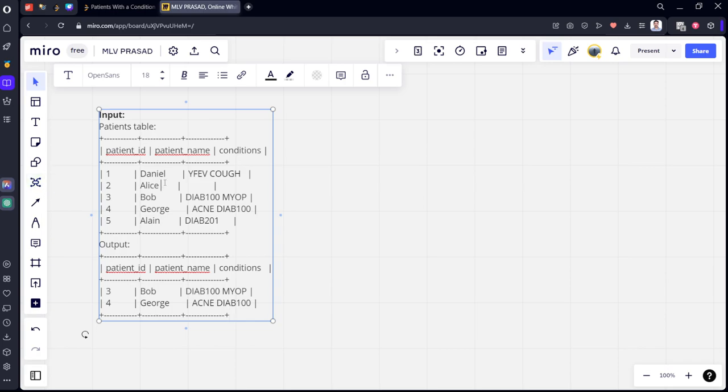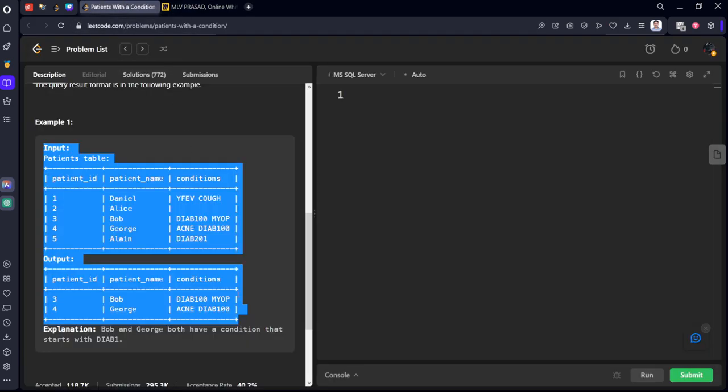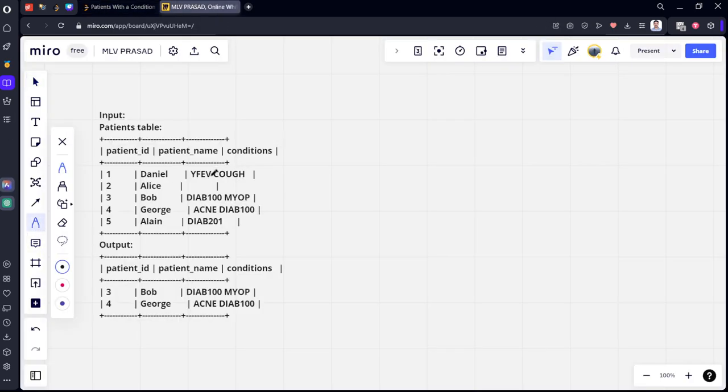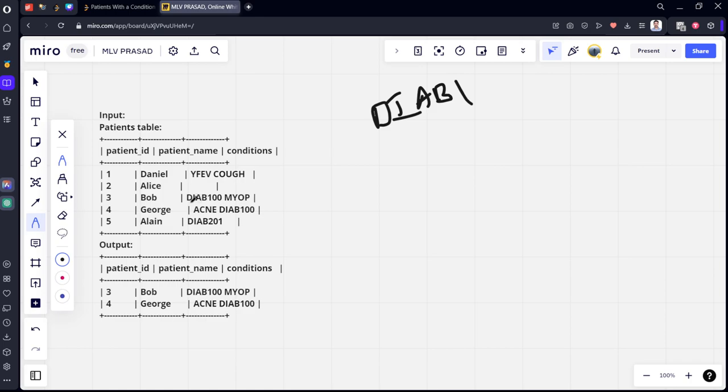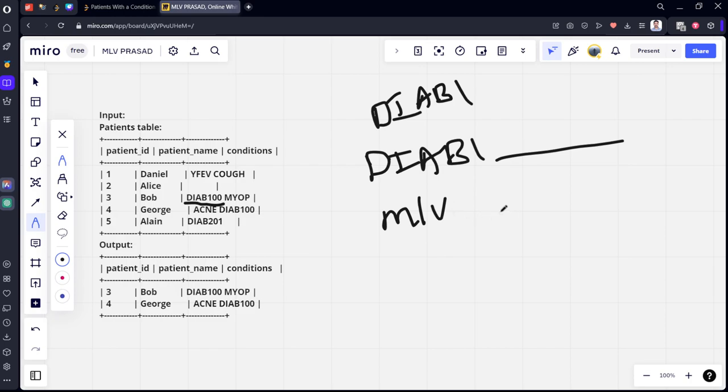Let's see. If you see here, they want conditions which have DIAB1, it means diabetes 1. Here you can see nothing is there, here nothing is there, here you can see DIAB100 is there, means this one is matching, this one is also there, and this one is also there. Now, there are two conditions here. First thing is, let's say that it is starting with the name itself, then it should be DIAB1 something, or it should be something like MLV space DIAB1. These two are the valid conditions.